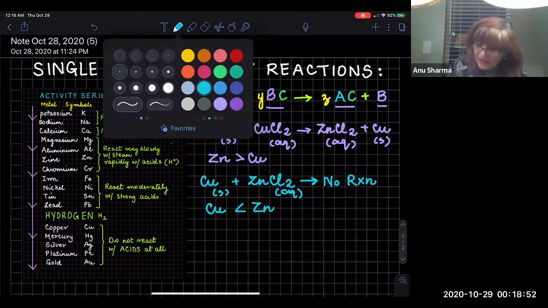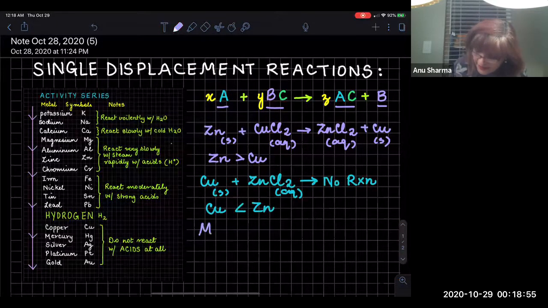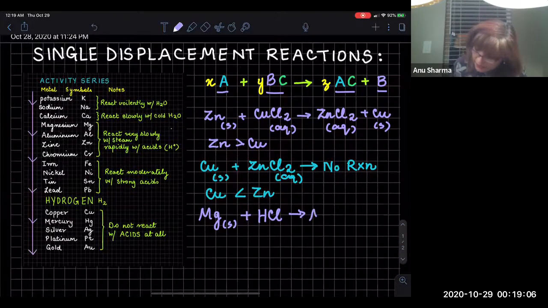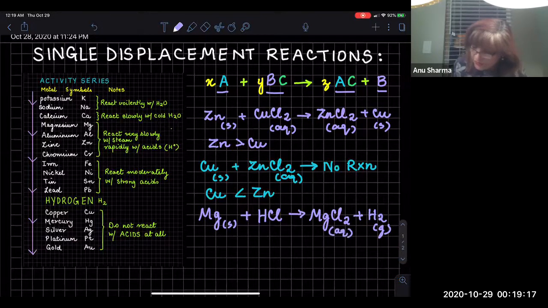Next, let's look at, can magnesium react with HCl? So here is your magnesium as a solid. Can this react with HCl? Yes, we will see that when magnesium reacts with HCl, it is going to give you magnesium chloride, MgCl2, and it liberates hydrogen gas. This hydrogen gas is seen as bubbles. And this is the aqueous solution of magnesium chloride. Once you balance it, you are going to get 2 HCl and that's balanced. So why is this happening? Because magnesium is above hydrogen in the activity series.